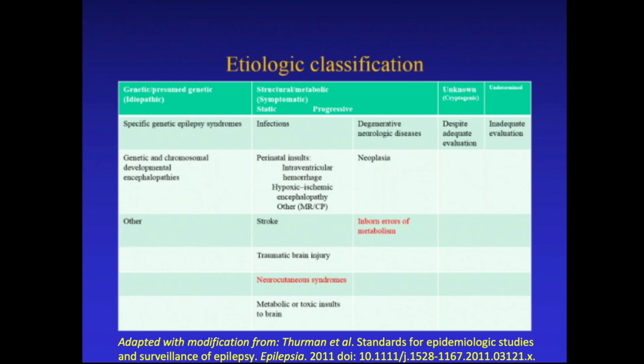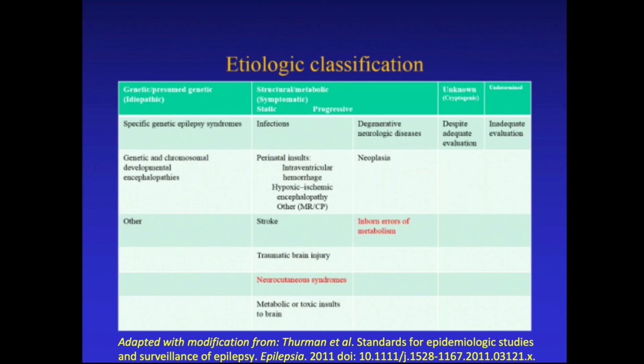by the emails I'm getting with requests to review classification systems, genetic or presumed genetic is at some level probably equivalent to idiopathic, so one can make some comparisons. Structural metabolic probably would have been inclusive of symptomatic, and the current unknown probably would be equivalent to cryptogenic. And again, I would like to stress that unknown or undetermined is an important category, particularly for epidemiologic studies, but even for clinical studies.